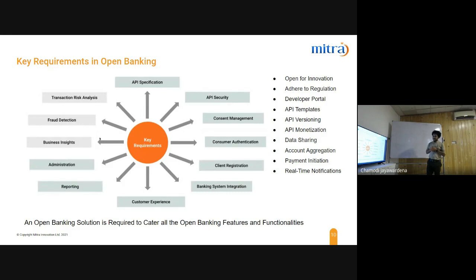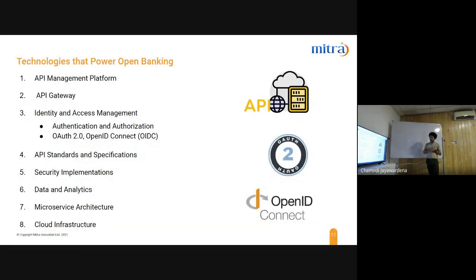So move to the next. Now we have seen that to provide those functionalities, technologies are needed. What are the technologies? An API management platform. The functionalities of the banks are exposed as APIs, and those APIs have to be managed. So that is what we need, the API management platform. These APIs are exposed through gateways, so that is the API gateway.